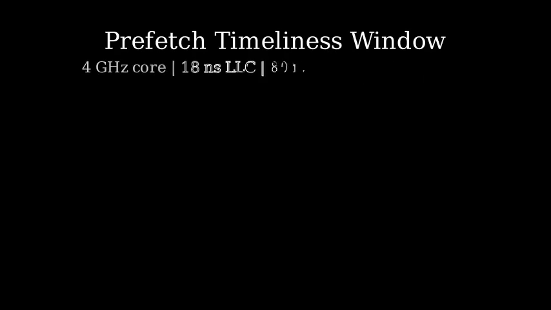In this lesson, we will quantify a prefetch timeliness window and compute how far ahead a prefetch should run for a streaming loop. The system has a last-level cache latency of 18 nanoseconds, main memory latency of 80 nanoseconds, and a 4 GHz core. The loop body costs 6 cycles per iteration. We will translate times to cycles and then to iterations and visualize the window where a prefetch arrives on time.